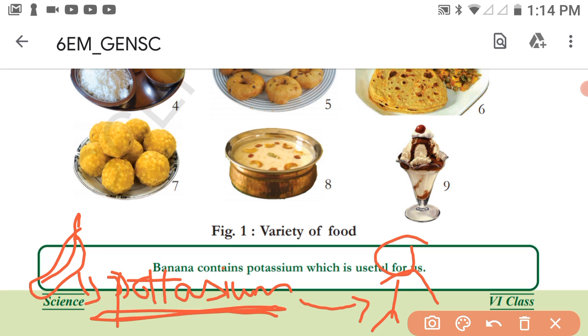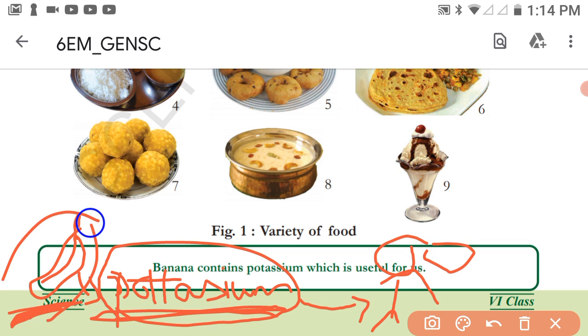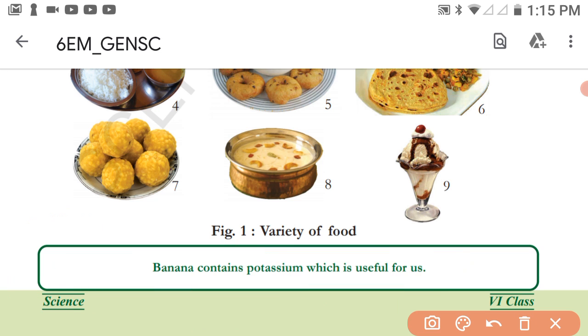And now this potassium which is present in this banana is very useful for us human beings. So hence we should consume bananas, okay, to get potassium. So this is a fact for the day. That's it, and have a nice day.